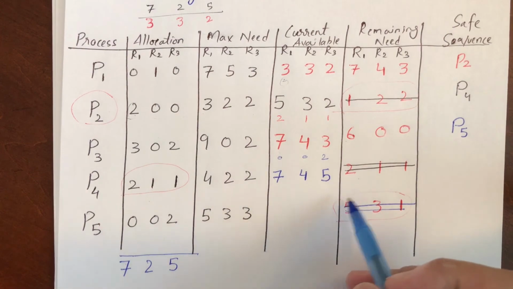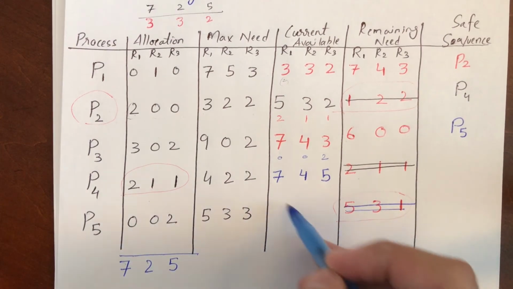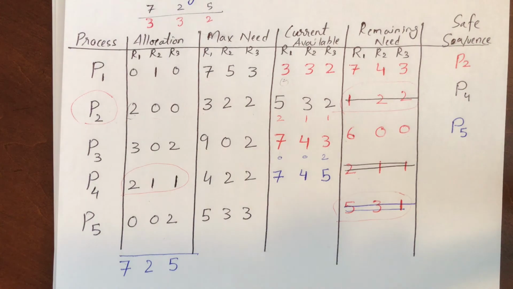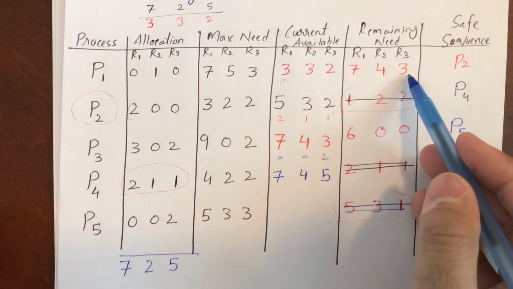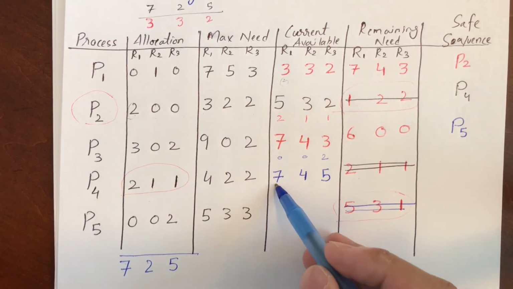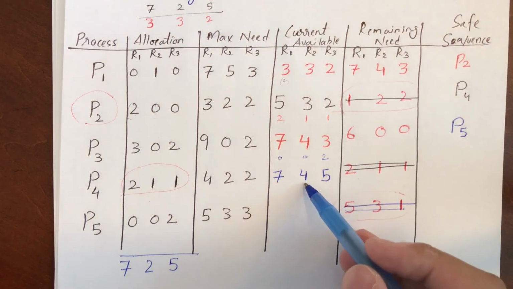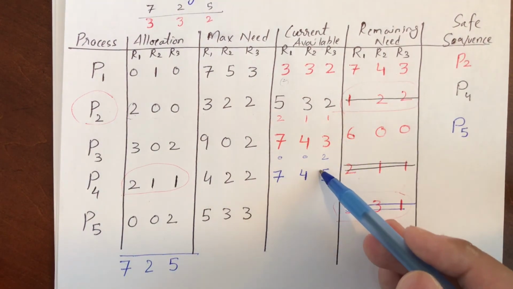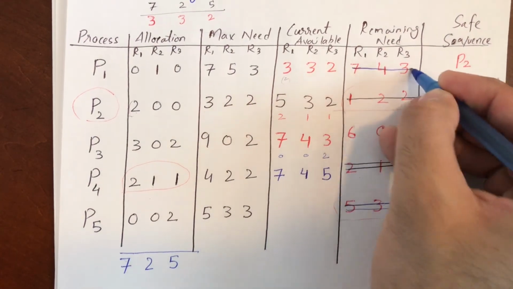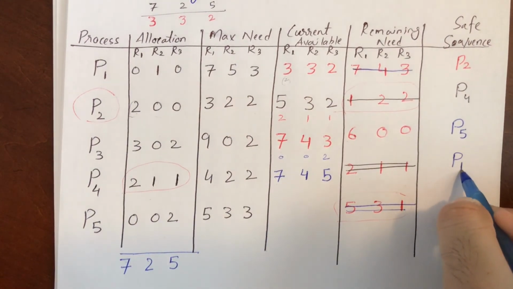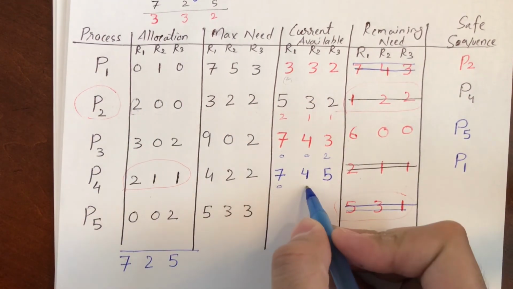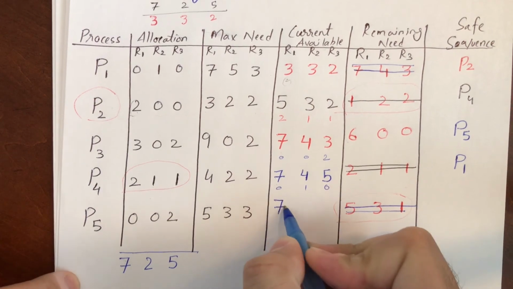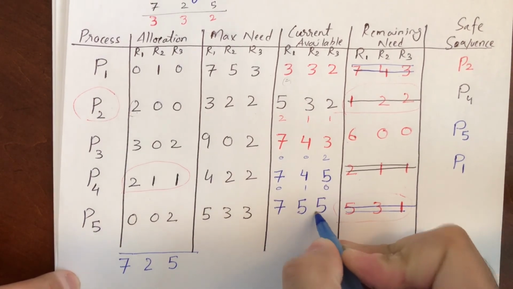Now we cannot pick the specific one, so we will go back to the first iteration. The first is 7, 4, 3. If you see 7, 4, 3 for P1, we have 7 R1, we can do that. 4, we can do that. We can entertain R3 as well. So next in the sequence is going to be P1. Once P1 is executed, it will release its resources. So now 0, 1, 0. Now we have 7, 5, 5.